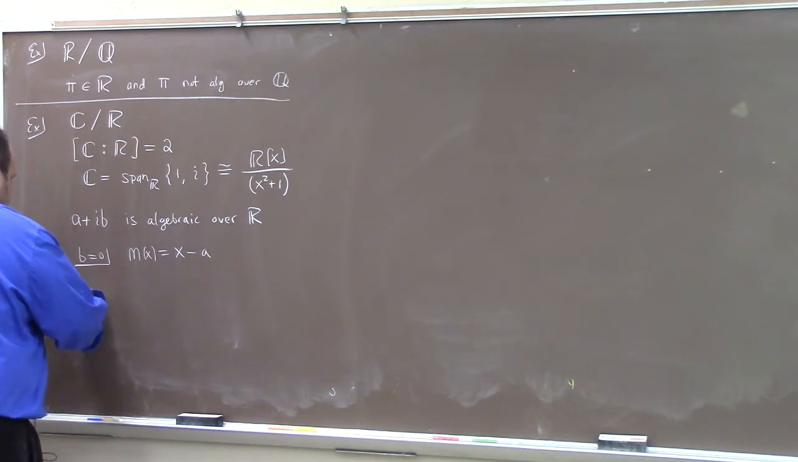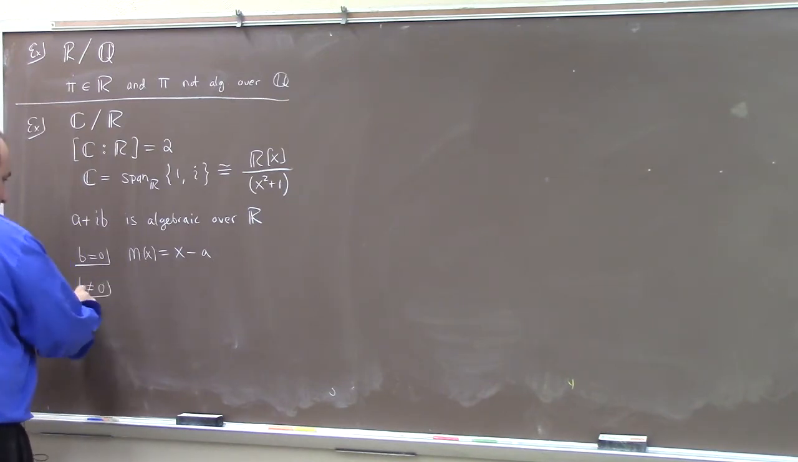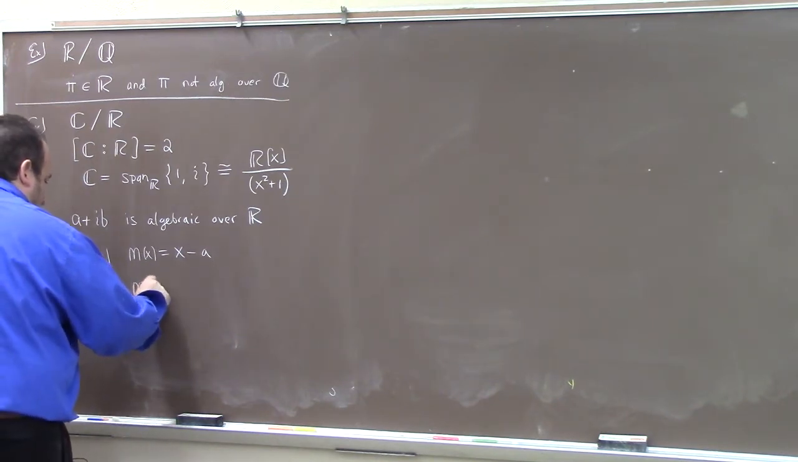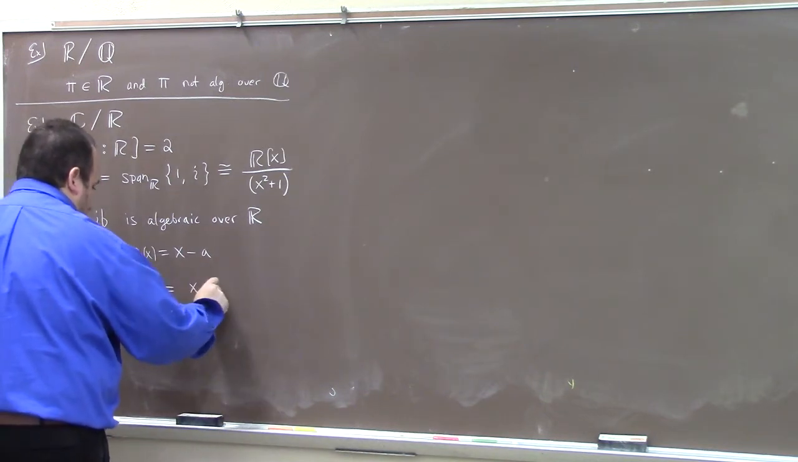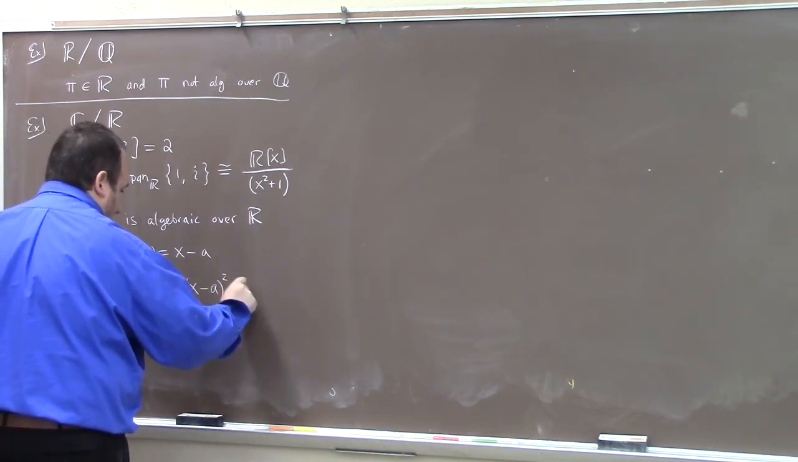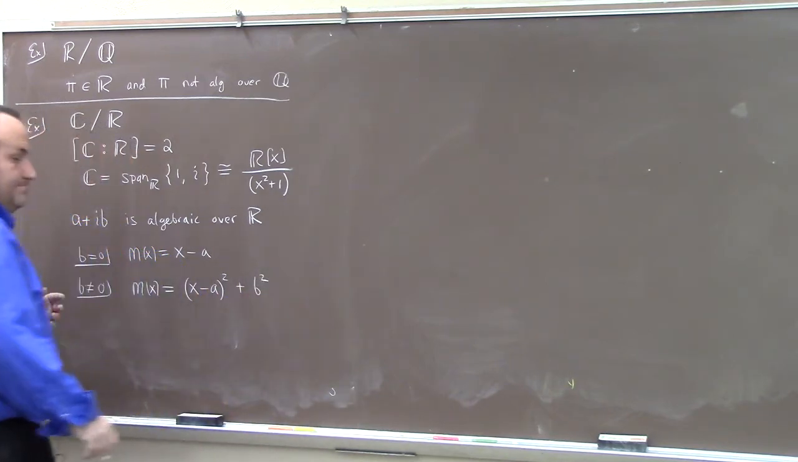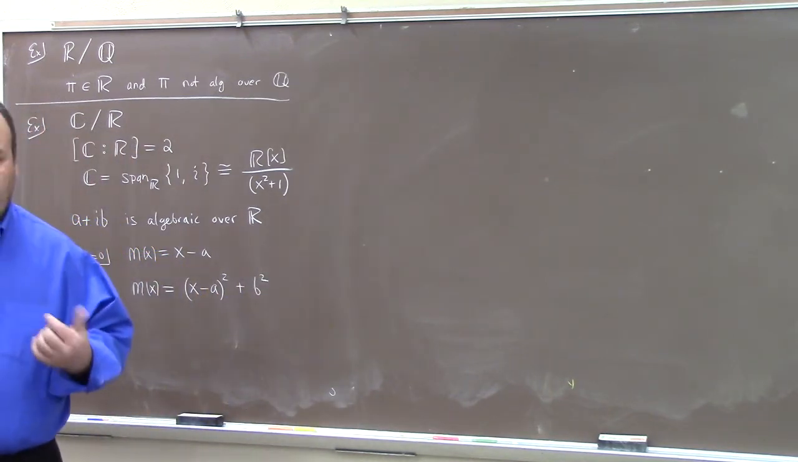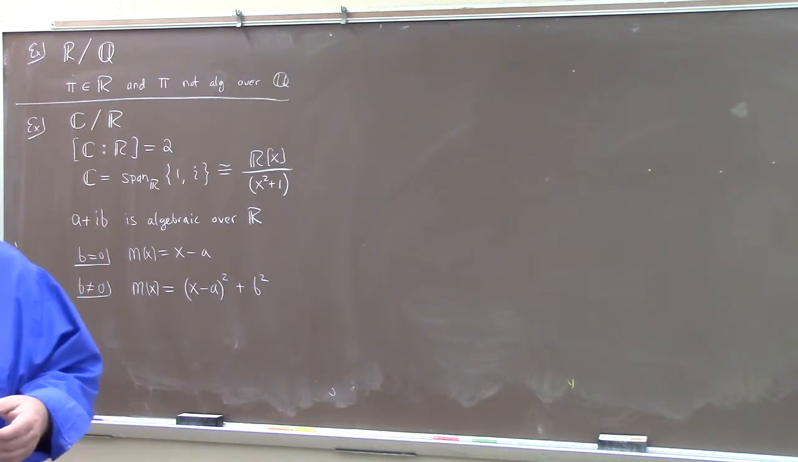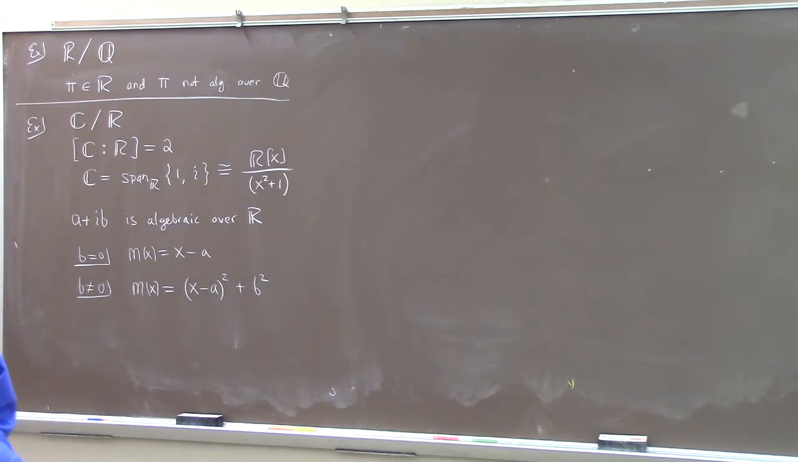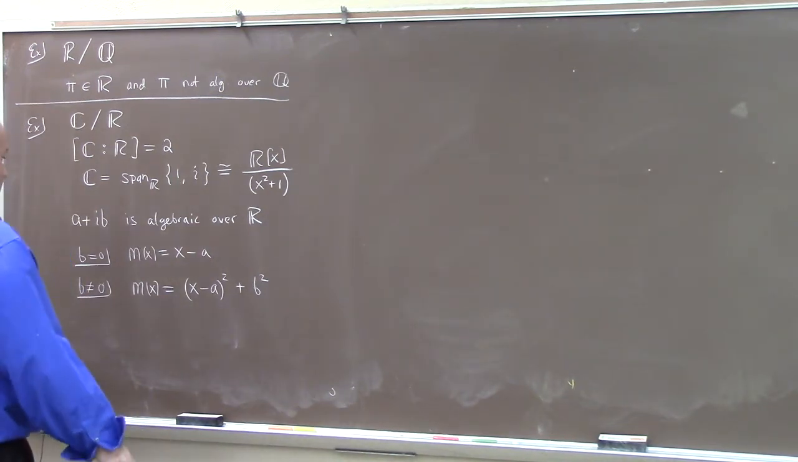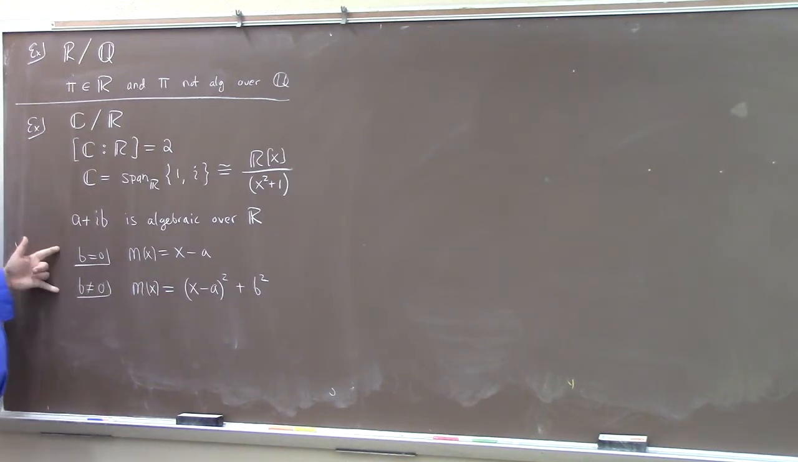Now, if b is not equal to 0, then you can make the minimal polynomial as follows: (x minus a) quantity squared plus b squared. That is a polynomial which takes a plus or minus ib as its 0, and it's irreducible over the reals. Okay, but this is arbitrary. These are the two cases. So every complex number is algebraic over the reals because this is a finite extension.